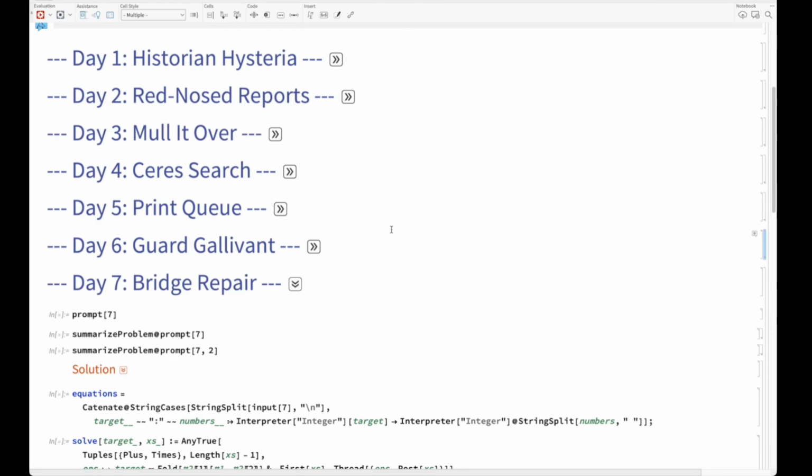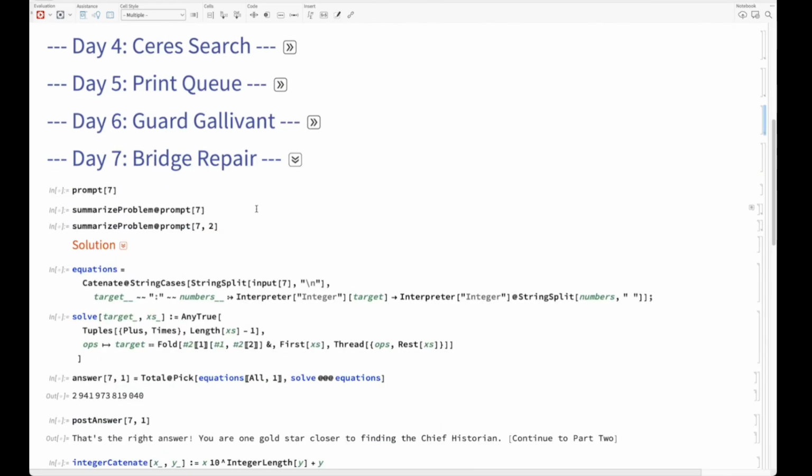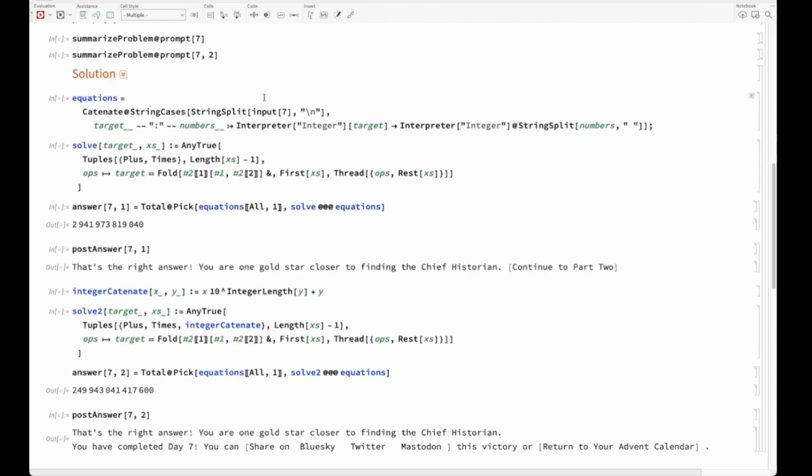So day 7. Day 7 was pretty straightforward. We could have done something more clever, but Wolfram Language already provides a good enough solution for it, so we don't have to bother.